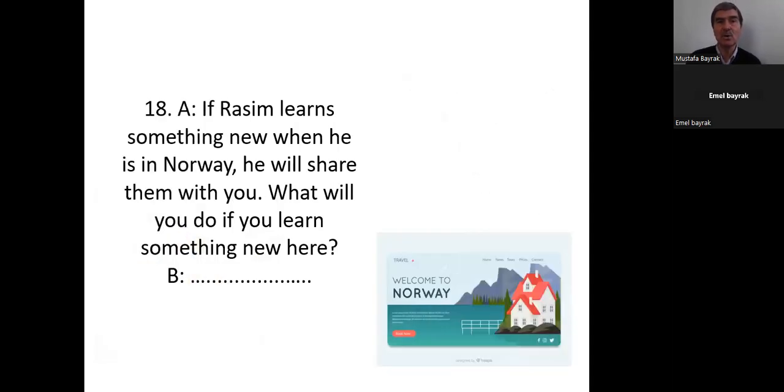18a. If Rasim learns something new, okay, if Rasim learns something new when he is in Norway, he will share them with you. Okay, this is the main clause. He will share them with you. Let me read it again. If Rasim learns something new when he is in Norway, he will share them with you. What will you do if you learn something new here? If I learn something new here in New York, I will immediately write them down. Okay.